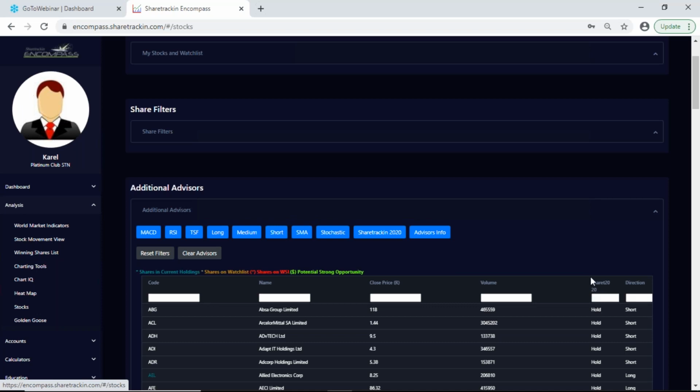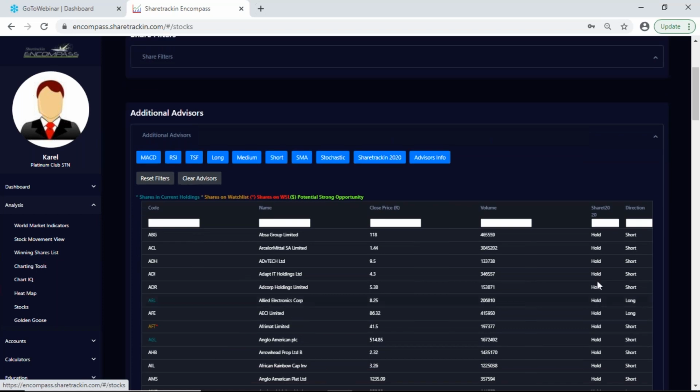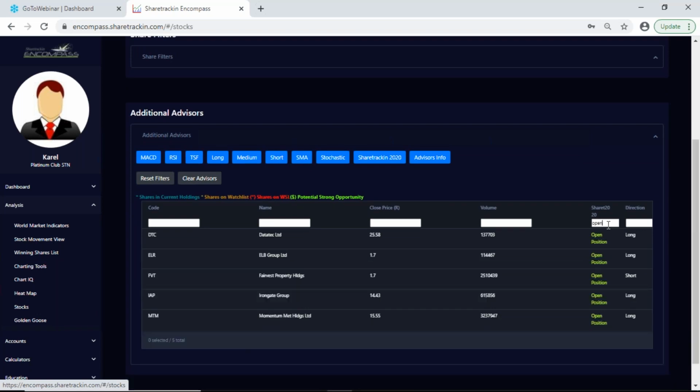All that I do is go to the Share T 2020. It gives me two options. It tells me hold and it will tell me open. Now I am looking for a position that I can open. So ideally I would type in open there and immediately it pops out 5 shares that I can buy now, or that show a buy currently. I would also note it gives me a direction, in other words, a long that is making money on the share's upside, or a short that's making money on the share's downside.